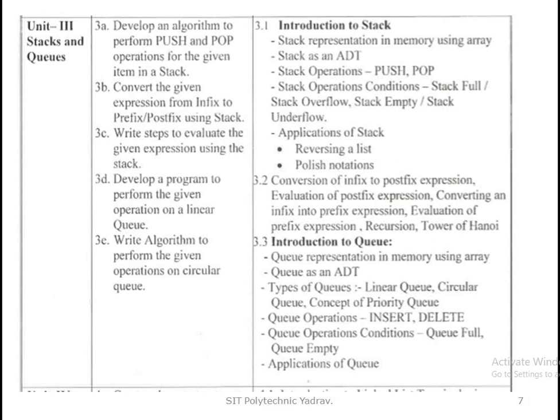Queue as an ADT. Next point, types of queues. The types are linear queue and circular queue. After that, concept of priority queue, queue operations, insert and delete, also named as front and rear. Queue operation conditions, queue full, queue empty. The next sub point is the applications of queues.